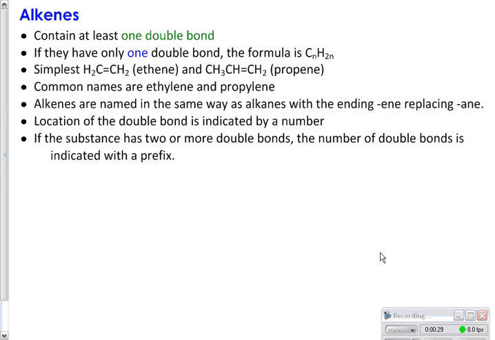Some common examples are C2H4, ethene, and C3H6, which is called propene. Sometimes you'll hear them referred to as ethylene and propylene. Those are kind of common names. Alkenes are named very similarly to alkanes, but the difference is that you would have a suffix of -ene instead of -ane. Another major difference is that you will have to tell the reader where the double bond is located. And it's the double bond's location that is the most important as you go through these.